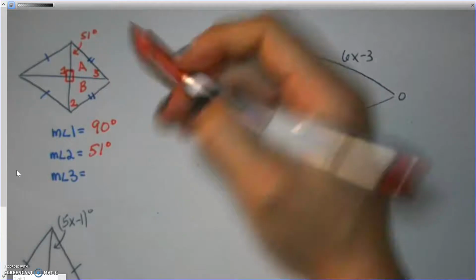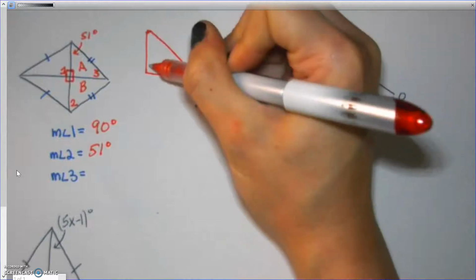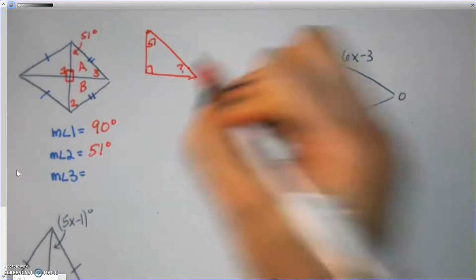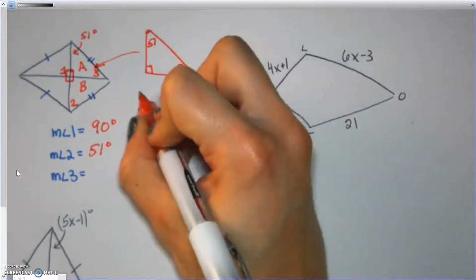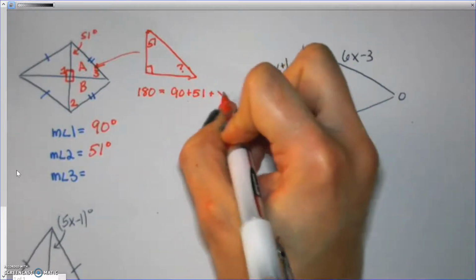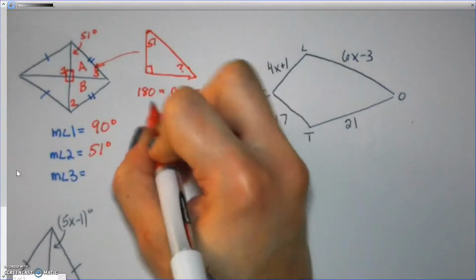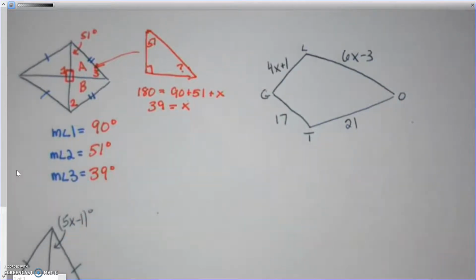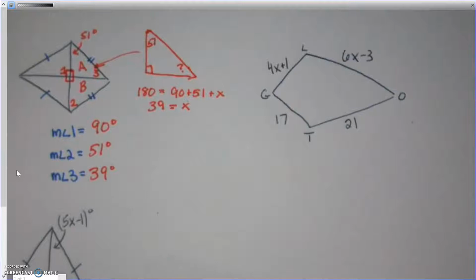Additionally, we know that this right here makes a right triangle. We have a right angle here, we have that 51 degree angle here, and then this angle is our unknown value. So I could do 180 equals 90 plus 51 plus x. And if we solve this equation, we get that x is 39. So we know that angle 3 is 39 degrees. And you notice that they are asking us for the measurements, so I am including that degree symbol.